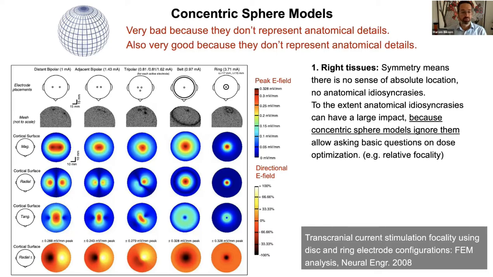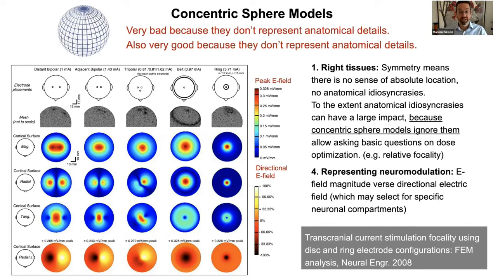Or another example would be Peter Chiff and colleagues, who published a paper where they compared, I think, dozens of different TMS coil configurations, and doing that in spheres allowed them to do a simple apples to apples comparison. So I think concentric spheres have always played an important role in computational models to ask certain questions, such as relative focality, but we need to also be very much aware of their limitations.